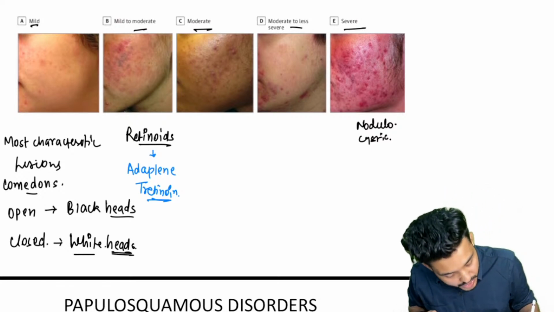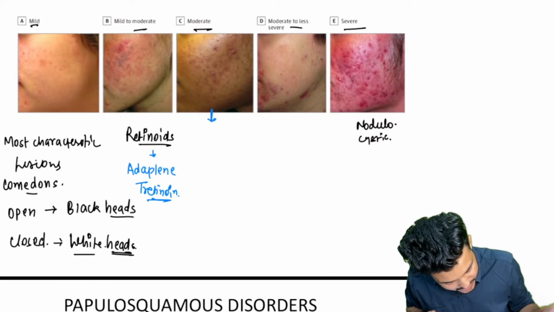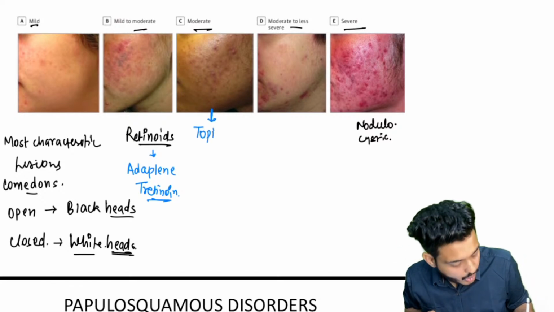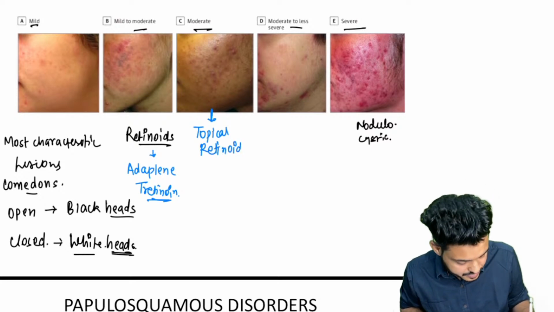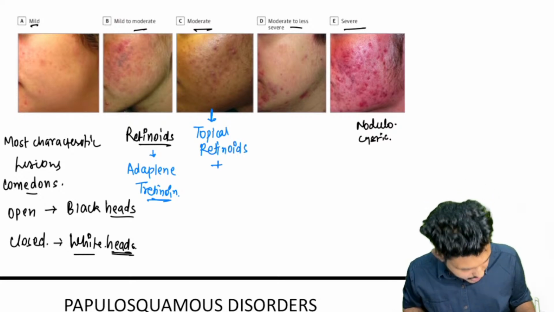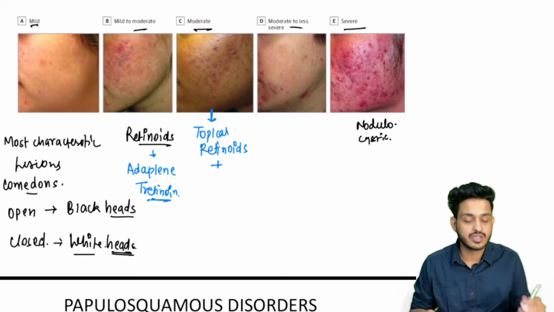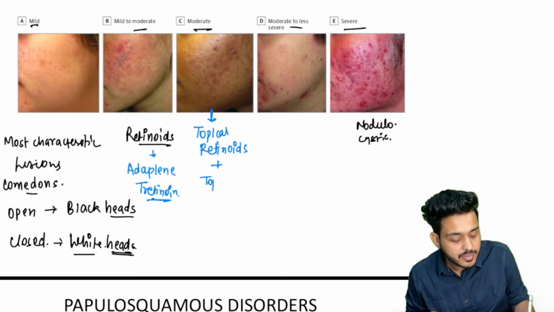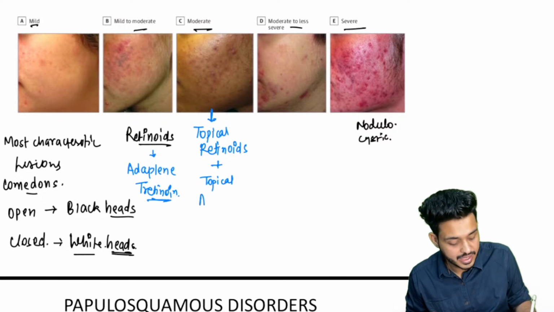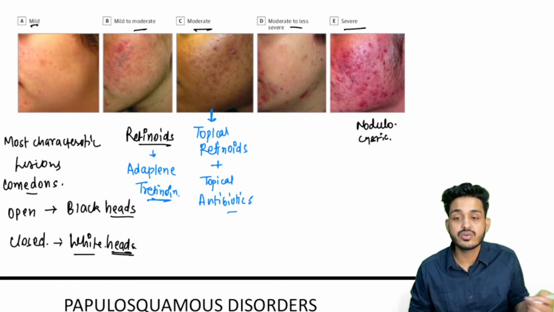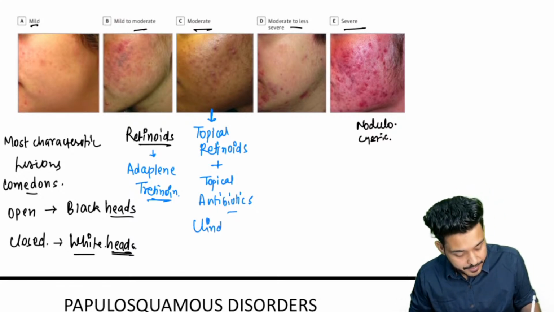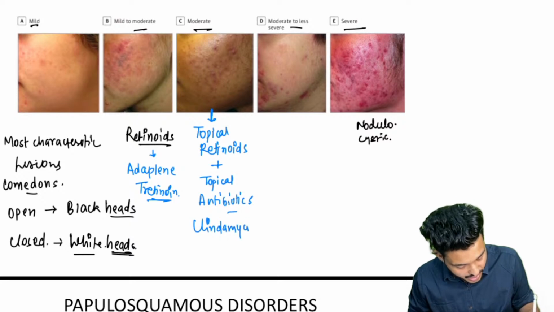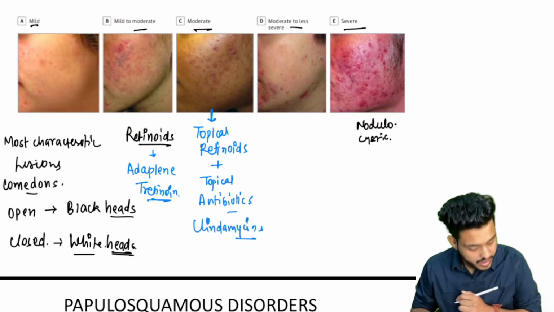Okay, in moderate categories what we need to do guys, we need to give topical retinoids along with the topical antibiotics. रेटिनोइड्स तो देंगे ही, साथ में हम लोगों को क्या ऐड करना पड़ेगा, टॉपिकल एंटीबायोटिक्स. सुना होगा, you must have heard about, like, we are giving clindamycin. Okay, so basically we are using antibiotics along with the topical retinoids.